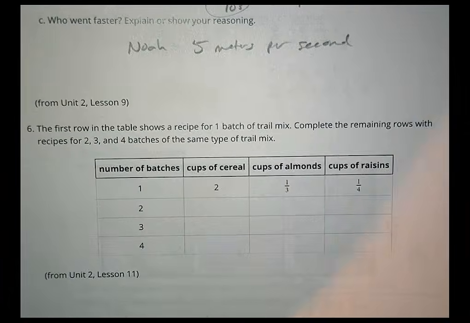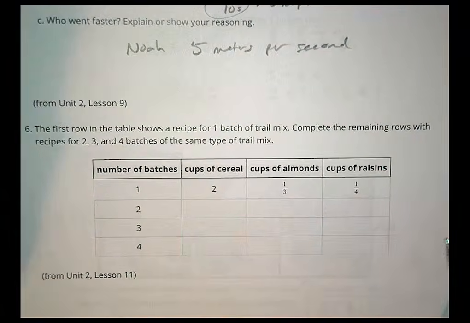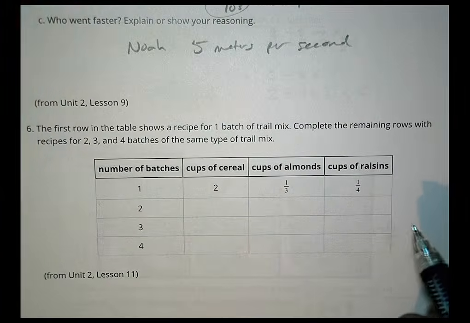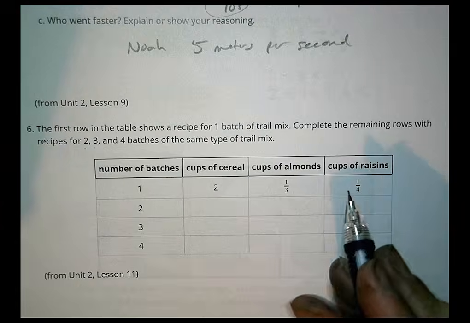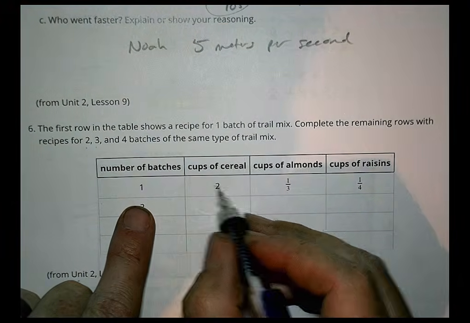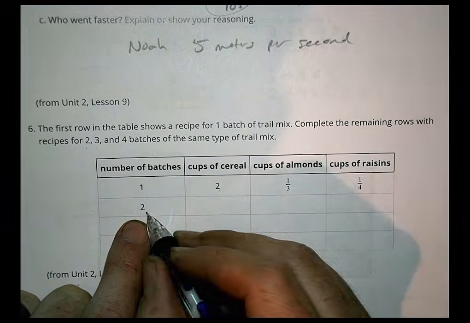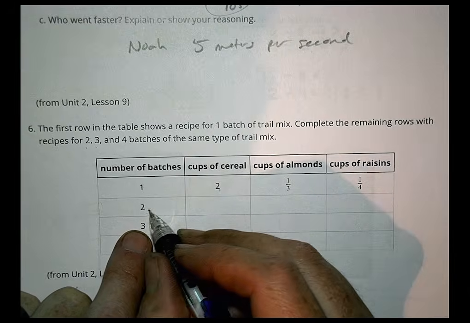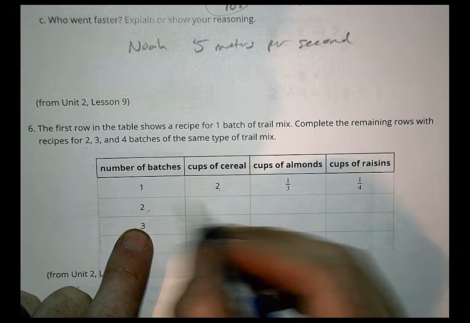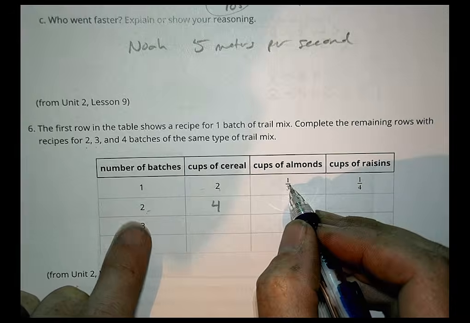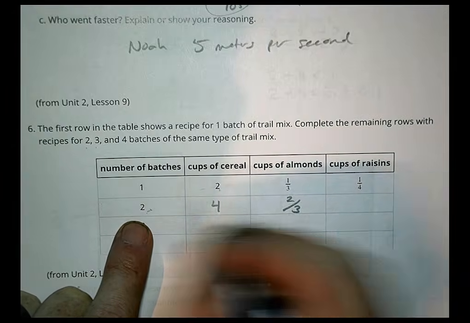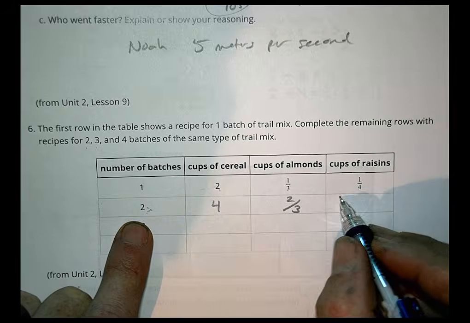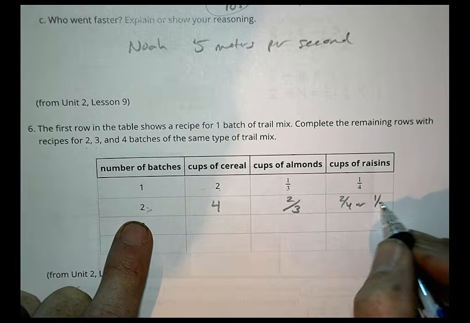And number 6, the first row on the table shows a recipe for 1 batch of trail mix. Complete the remaining rows with recipes for 2, 3, and 4 batches of the same type of trail mix. All right, so in 1 batch, there are 2 cups of cereal. So in 2 batches, we're going to double that, right? So 2 times 2, we're going to say 4. And instead of 1/3, we do 1/3 times 2, which is 2/3, and 1/4 times 2 is 2/4, or we could say that's a half.